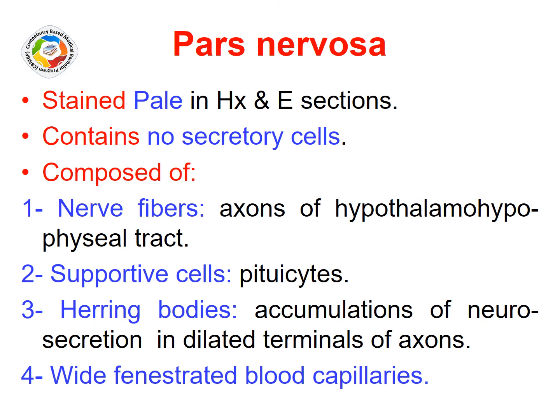Pars nervosa. When we examine a section of pituitary gland stained with hematoxylin and eosin, we see that the pars nervosa is paler than the other parts of the pituitary gland. Pars nervosa contains no secretory cells. It is composed of four structures. First, nerve fibers, which are the axons of the hypothalamo-hypophyseal tract. Second are the supportive cells, the pituicytes. Third are the Herring bodies, which are accumulations of neurosecretion in dilated terminals of the axons. The fourth part is the fenestrated blood capillaries.